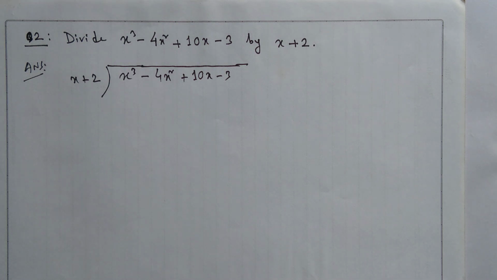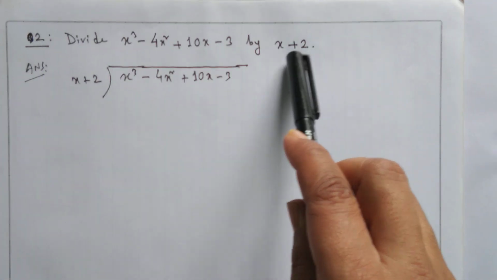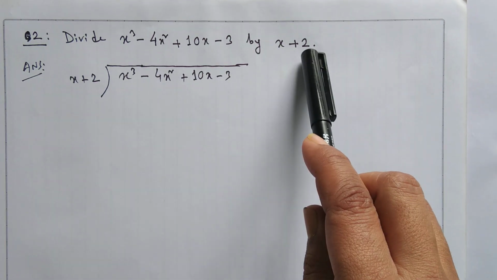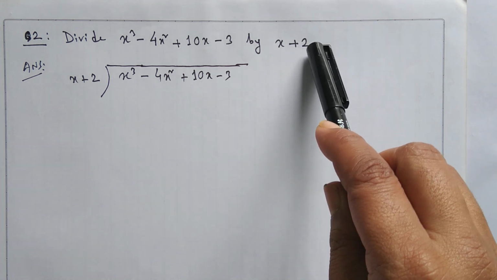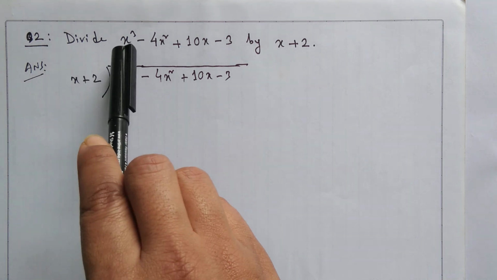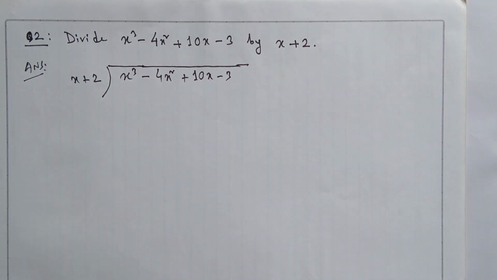Another example I have taken of division of polynomials. The question is: divide x cube minus 4x square plus 10x minus 3 by x plus 2. So we need to divide this cubic polynomial by the linear polynomial x plus 2. Since you are going to divide by x plus 2, it is the divisor. To be divided, x cube minus 4x square plus 10x minus 3, it is the dividend.